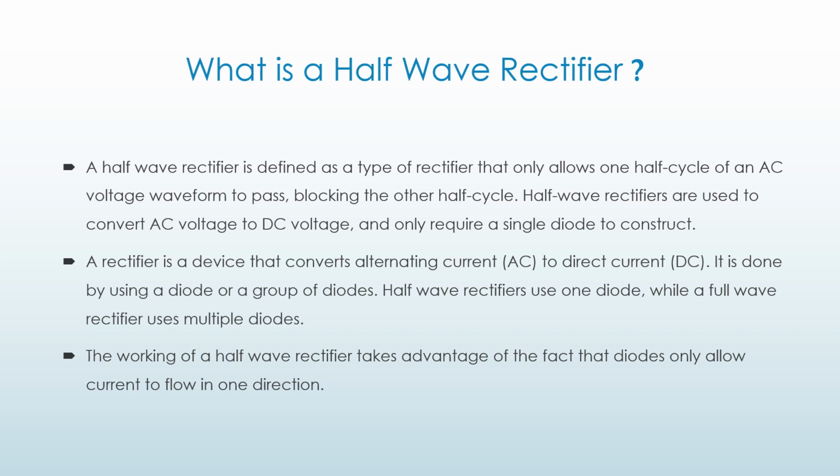A rectifier is a device that converts alternating current to direct current. It is done by using a diode or a group of diodes. Half-wave rectifiers use one diode, while a full-wave rectifier uses multiple diodes. The working of a half-wave rectifier takes advantage of the fact that diodes only allow current to flow in one direction.